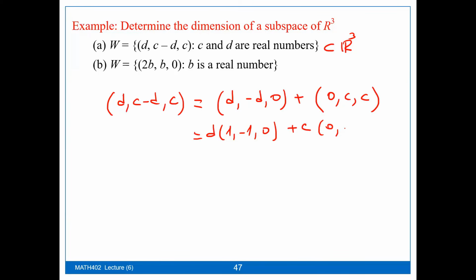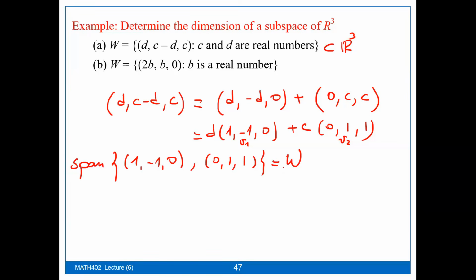C a common factor. So this means that the set of these two vectors V1, V2, and (0, 1, 1), is spanning the whole set W. So W is spanned with two vectors. This means that the dimension of W is less than or equal to 2.